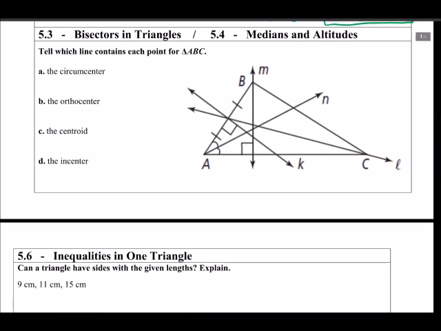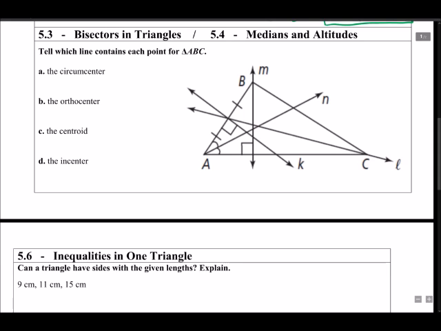5.3 and 5.4 were about points of concurrency. Concurrent meant that 3 or more lines intersect in one point. And we had 4 of them, and they are all summarized at the bottom of the 5.4 notes. So use your pictures, use your notes on these.